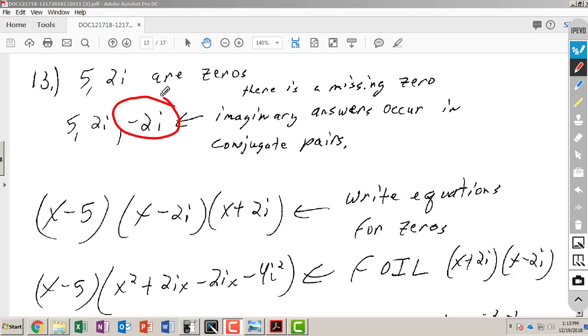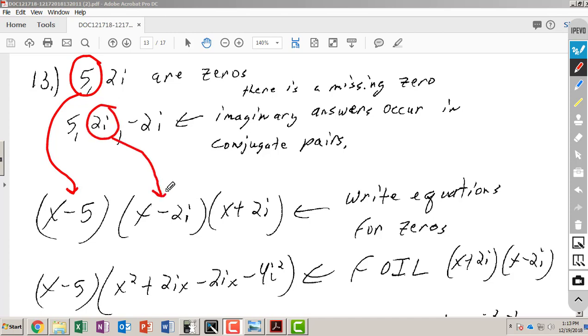Okay, now that I've written down all my zeros, I'm going to write equations for each one of my zeros. So here's my 5. The equation that 5 is a zero comes from is x minus 5. And here is my 2i. The equation that 2i comes from will be x minus 2i. And the equation for negative 2i would be x plus 2i.